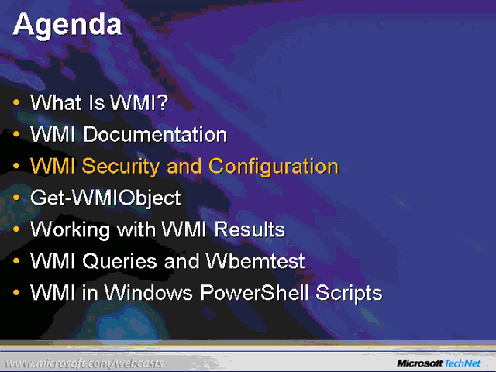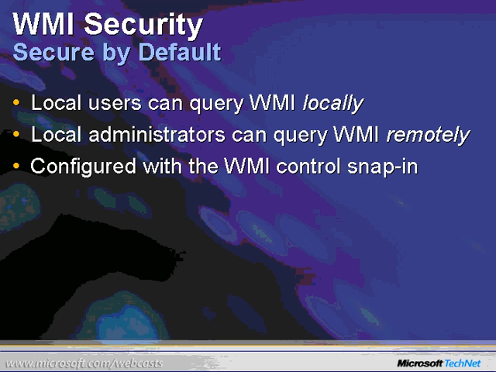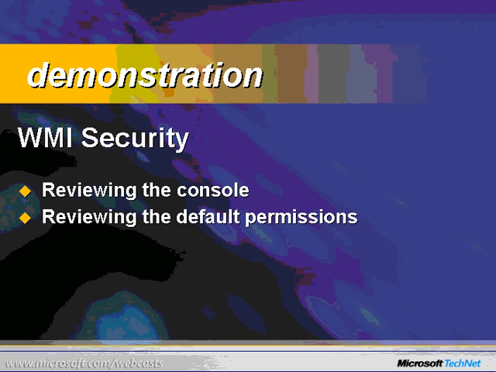The next thing I want to talk about is WMI's security and configuration. WMI has its own security subsystem. All of the WMI namespaces can have different security settings apply. By default, local users can query WMI locally. So if I'm sitting on my computer, even if I'm just a regular user, I can query my own WMI settings. Local administrators can query WMI remotely. So if I'm a local administrator on computer B, I can get to computer B's WMI information from a different machine. And all of this is configured through the WMI control snap-in.